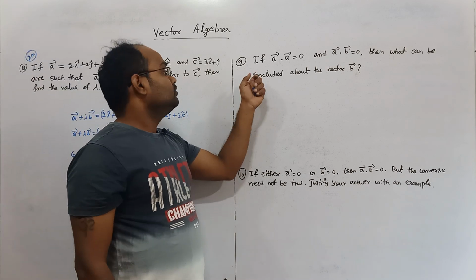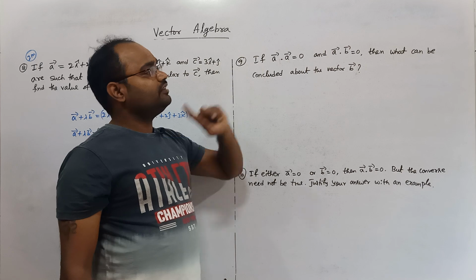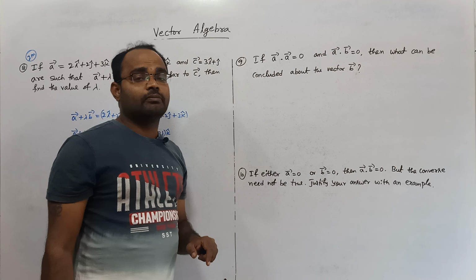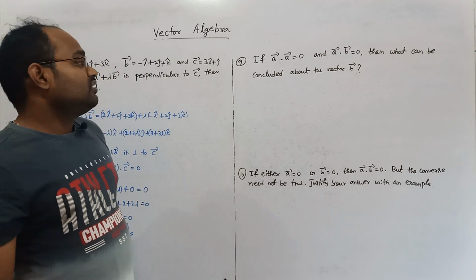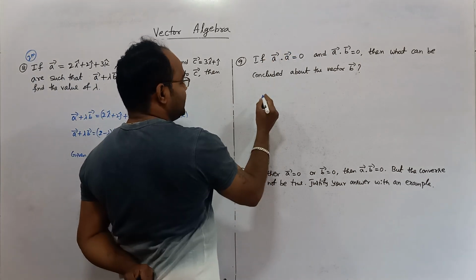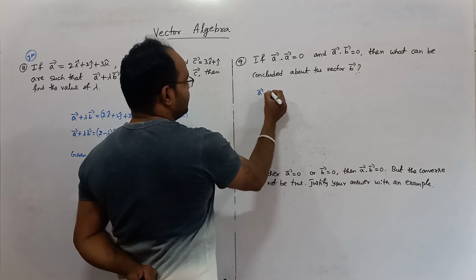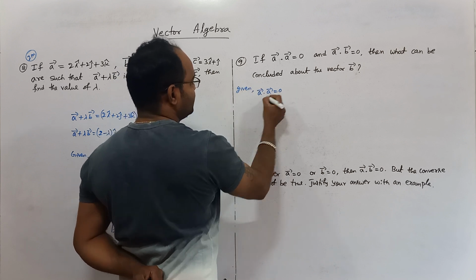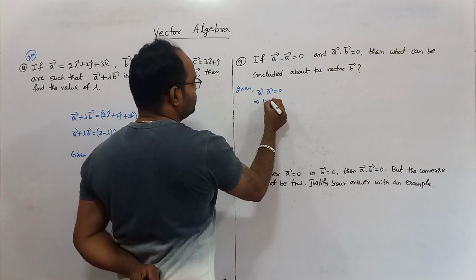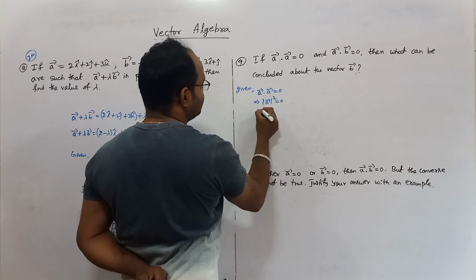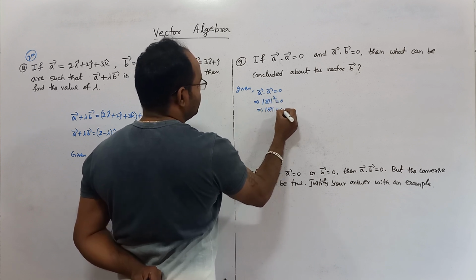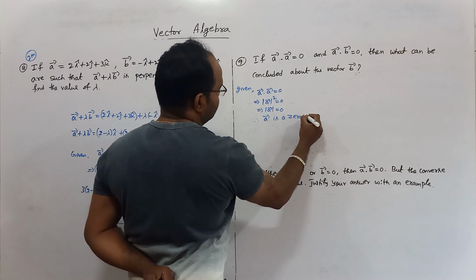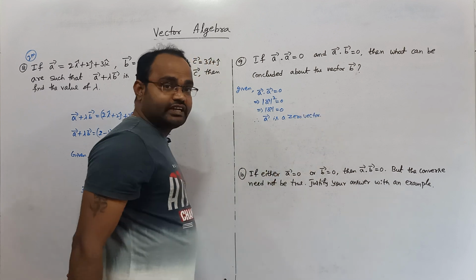If vector A dot vector A is equal to 0 and A dot B is equal to 0, then what can be concluded about vector B? Vector A dot vector A is 0. This is given. Which implies magnitude A whole square is 0. So that means magnitude A is 0. So therefore vector A is a 0 vector.